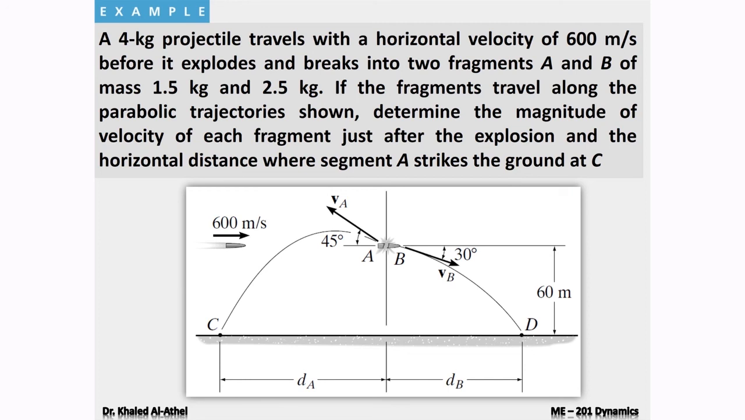Also, find the horizontal distance where fragment A strikes the ground at C. So we want to solve the projectile motion of A only after we find the total distance. First of all, since originally the projectile had one velocity, 600, and then it separated after it exploded into two fragments, I know I have conservation of momentum along the x-axis, because the explosion will give me impulses that are equal in magnitude and opposite in direction.